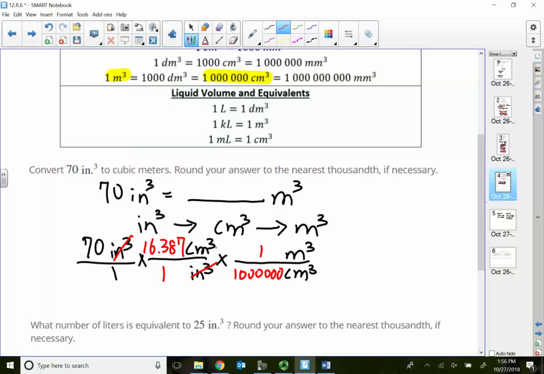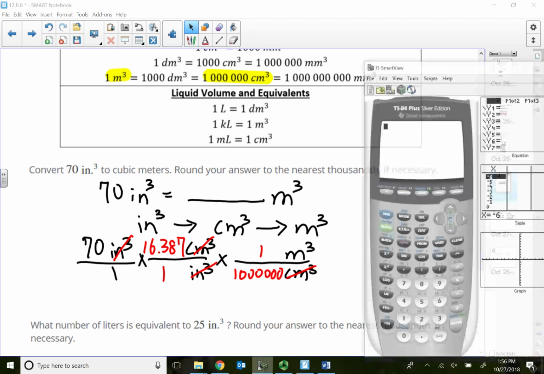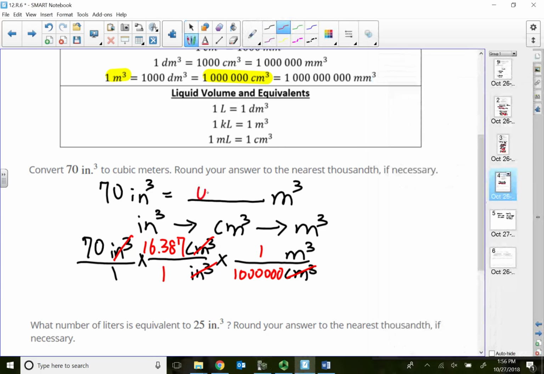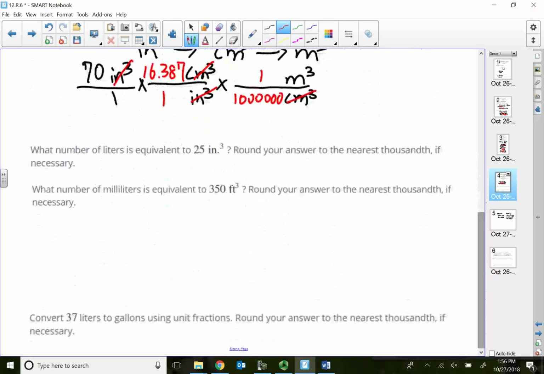So cubic inch cancels out. Cubic centimeter also cancels out. So let's multiply these two numbers on top, then divide by a million. So 70 times 16.387 first, divided by a million. My answer, oh, very small. Round to the nearest thousandth, so that would be 0.001 cubic meters.